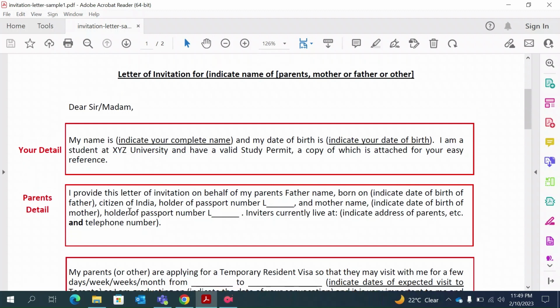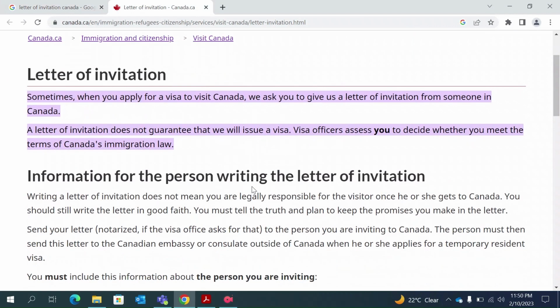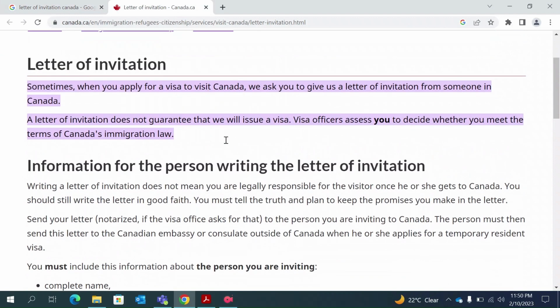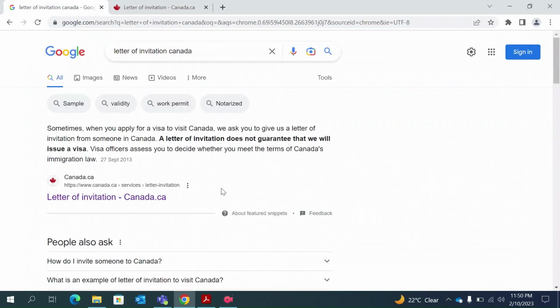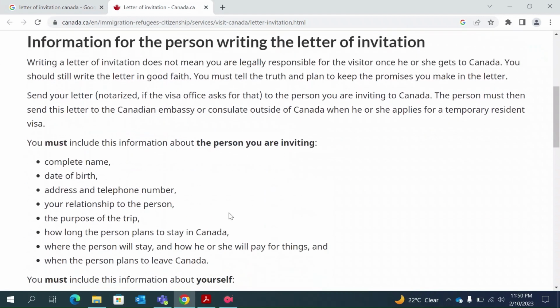Before I show you this letter of invitation, I feel it is very important to show you this website. So this is from the Government of Canada, and if you go on this website, you can see what details you need in your letter of invitation. You can type letter of invitation Canada on Google and click on this link. Once you do that, you will get this page, and over here you can see what details the Government of Canada needs from you in your letter of invitation.